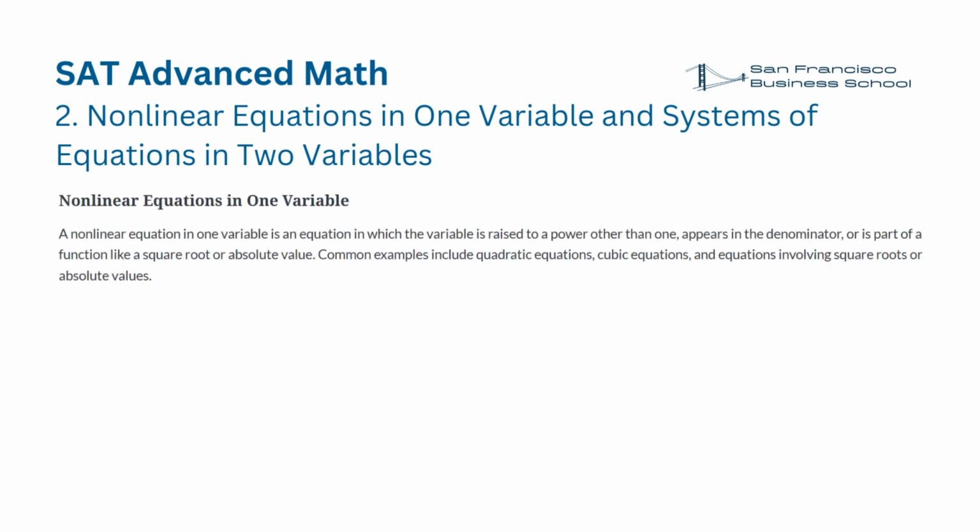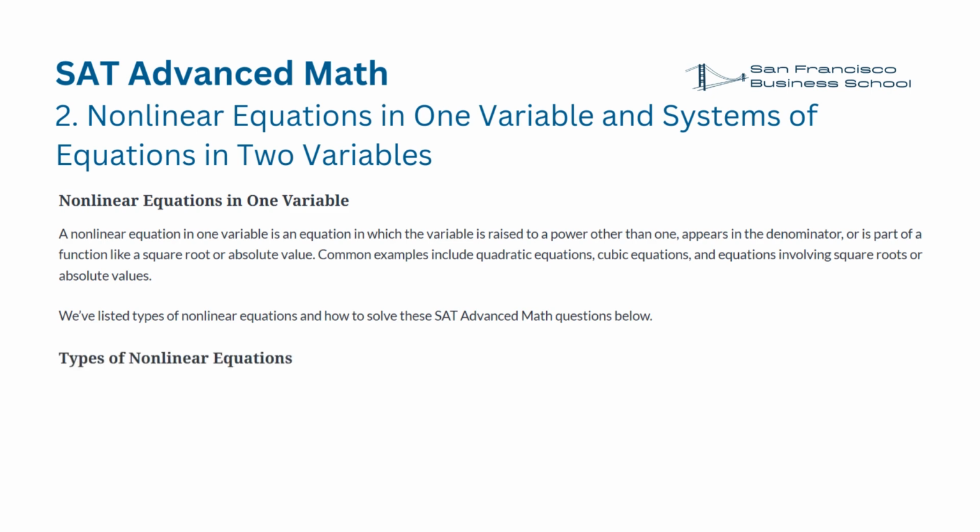A nonlinear equation in one variable is an equation in which the variable is raised to a power other than 1, appears in the denominator, or is part of a function like a square root or absolute value. Common examples include quadratic equations, cubic equations, and equations involving square roots or absolute values. We've listed types of nonlinear equations and how to solve these SAT Advanced Math questions below.